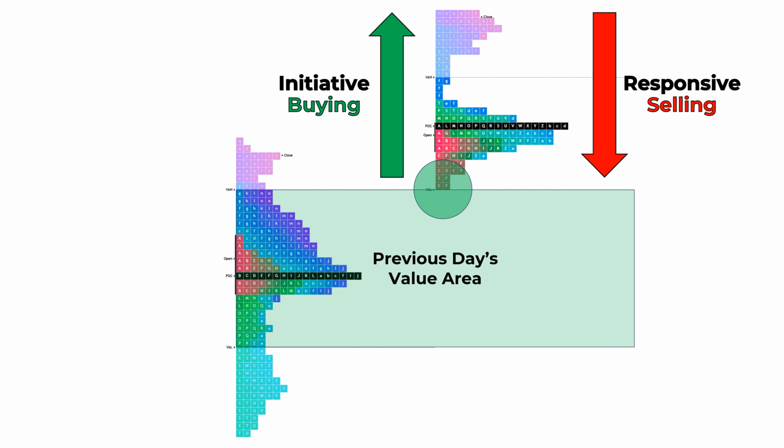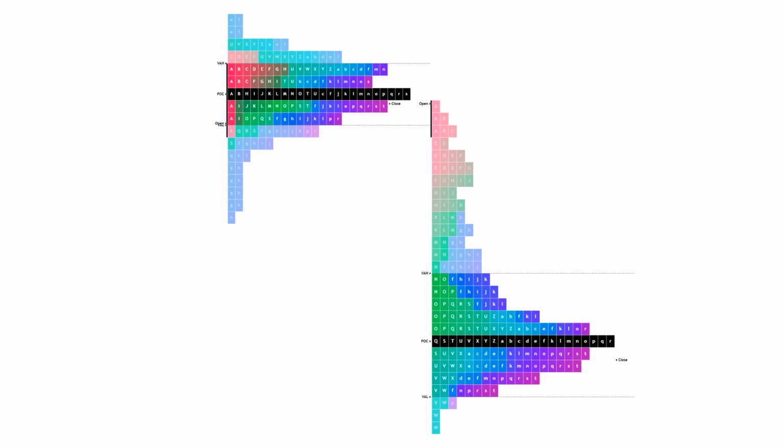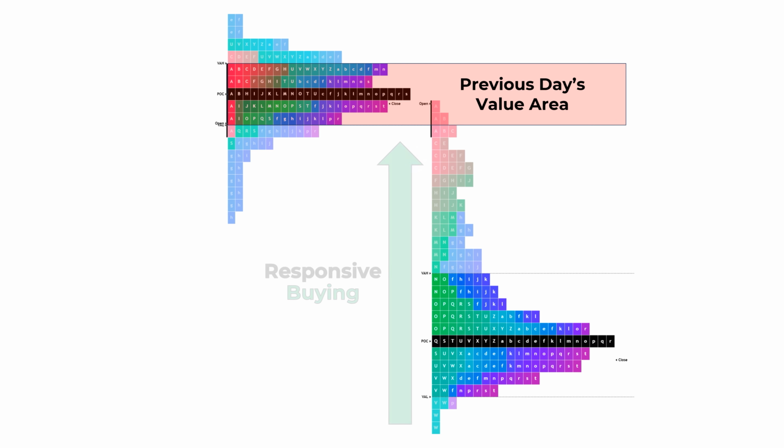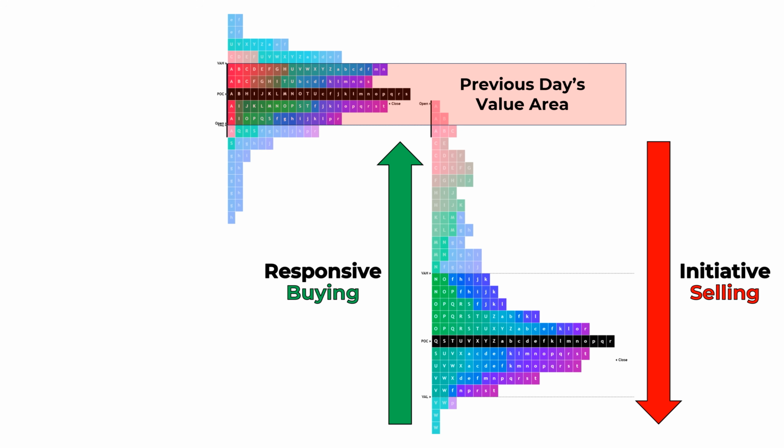That is a support level that would not be obvious to a trader looking at candlestick charts only. Here we have another example, but now the current day's price action is below the previous day's value area. In this case, we have responsive buying trying to go back to the previous day's value area and initiative selling trying to move the market away from the previous day's value area. Notice how the previous day's value area low and point of control act as resistance in this case.